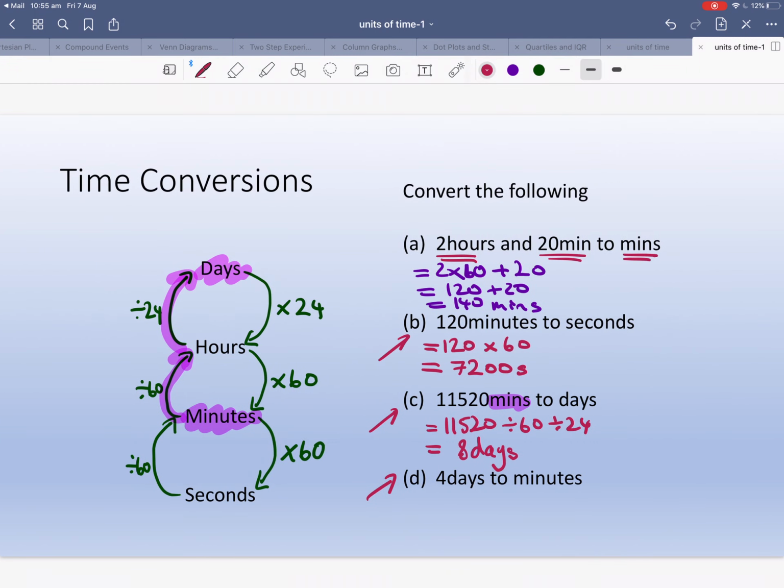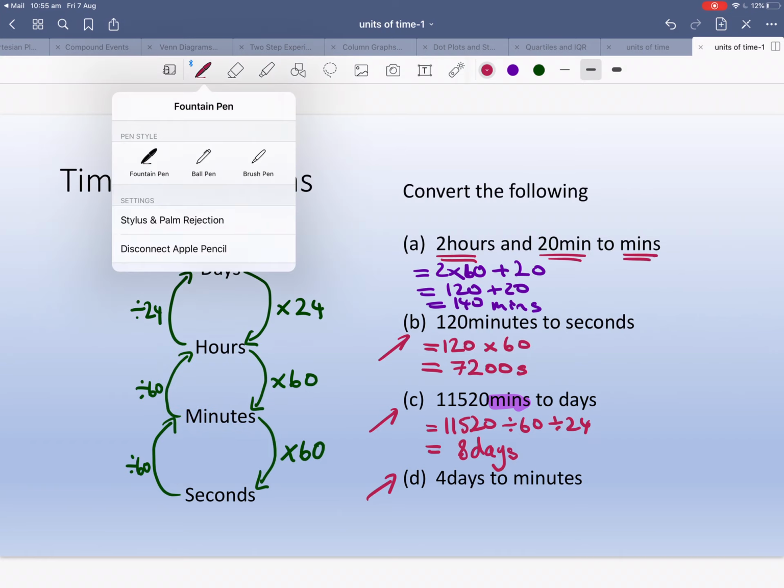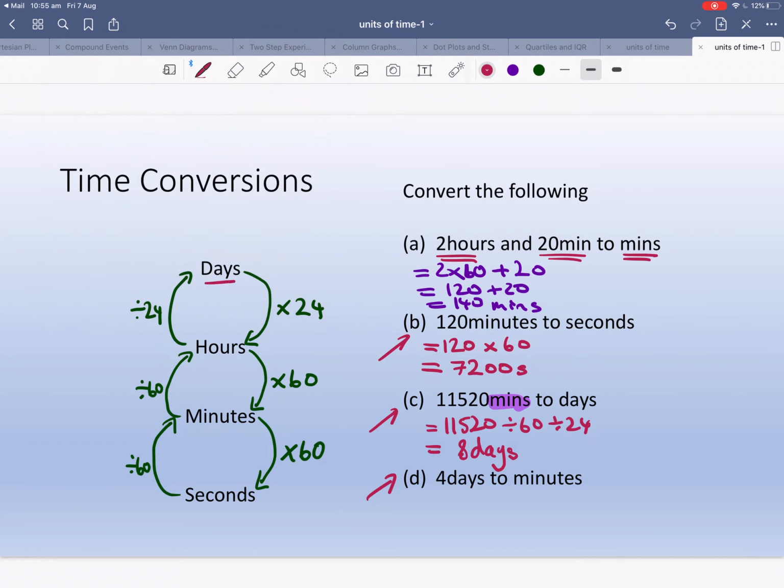All right, what about 4 days to minutes? So I'm going to rub that out. 4 days to minutes. So I'm going to go down this path from here to here. So I'm going to multiply by 24, multiply by 60, see how you go. All right, pause the video, have a crack at it. Don't just write what I'm doing because I may have made a mistake. So 4 days times 24 times 60.